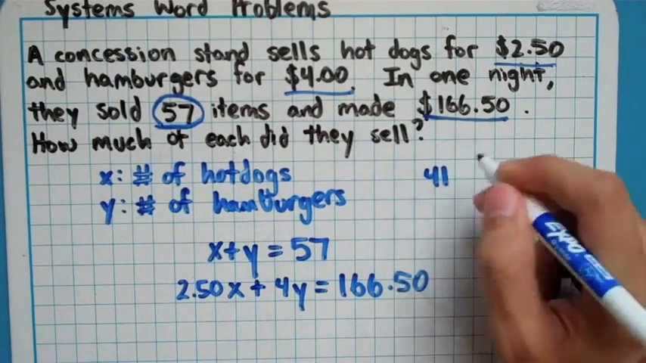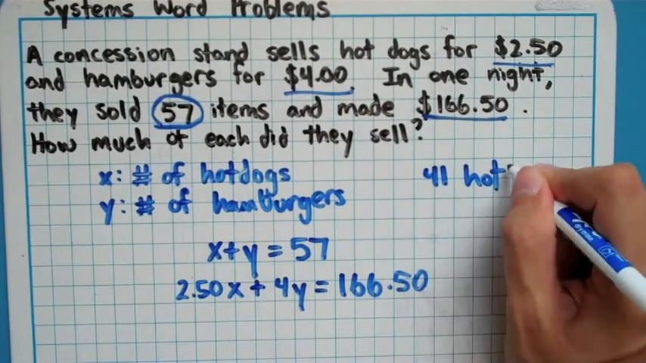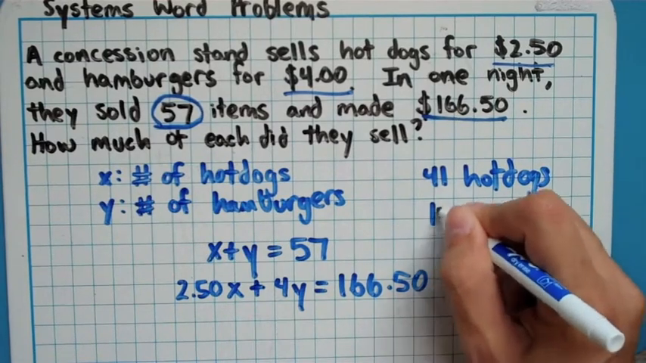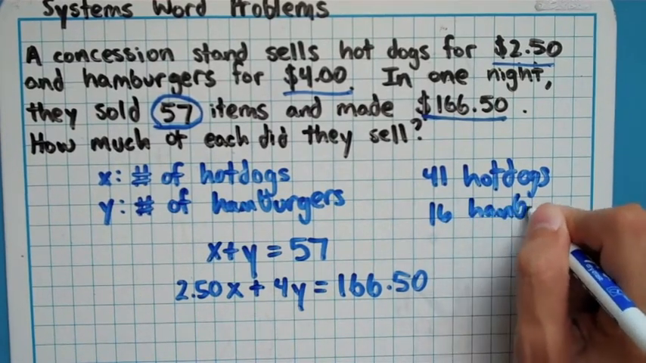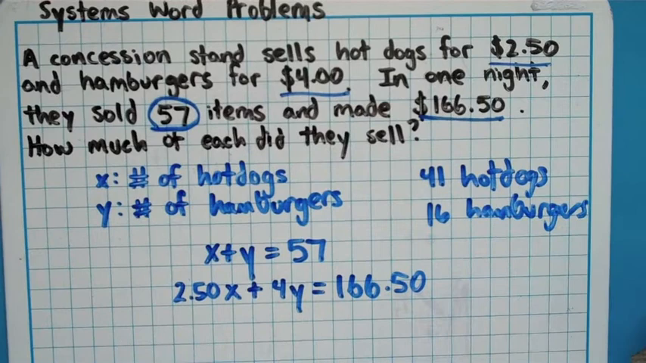So 41 was x, that's going to be 41 hot dogs and 16 hamburgers. If you would have solved that by hand, elimination or something, you'd get the same answer, but that is what we end up with for our first problem.